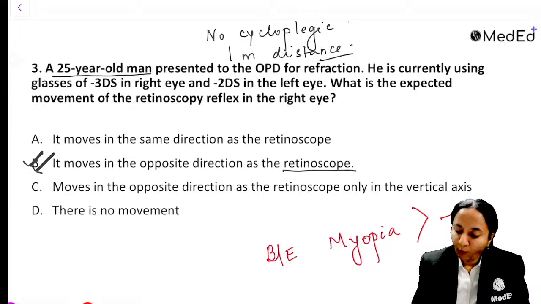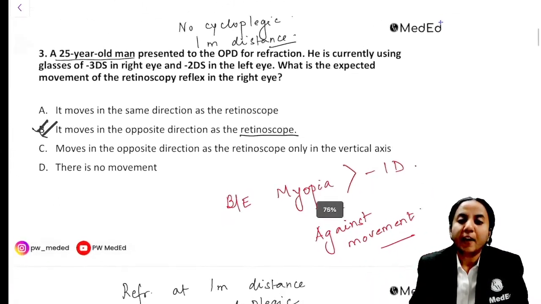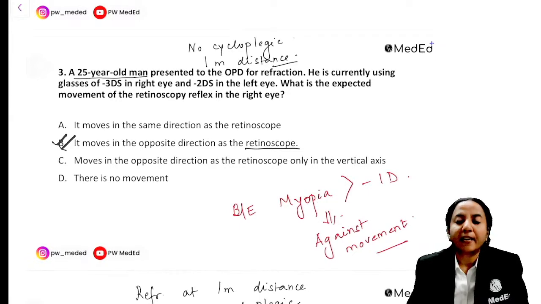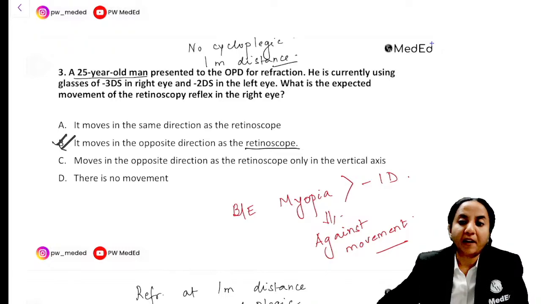Right? So in both eyes, I am going to get what movement? In both eyes, I am going to get against movement. So not just in the right eye. They have asked about the right eye in the question, but it is not just the right eye. Even in the left eye, I will get against movement only, because in both eyes, the myopia is more than minus 1.